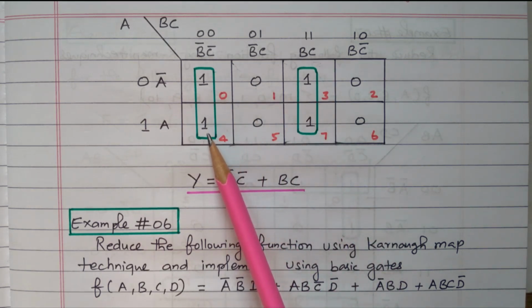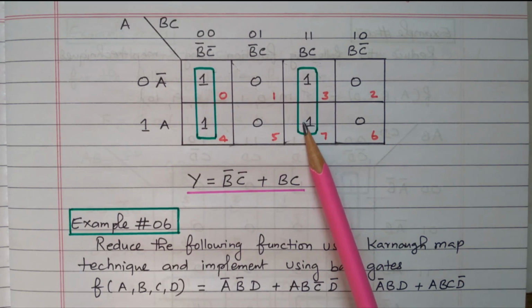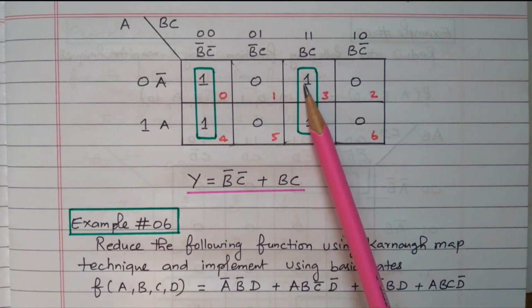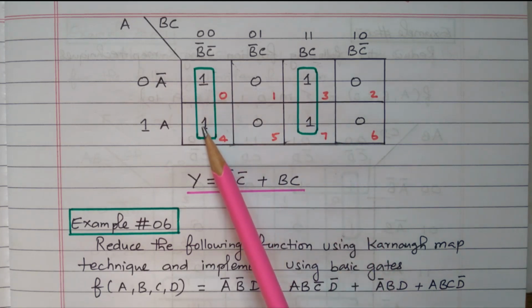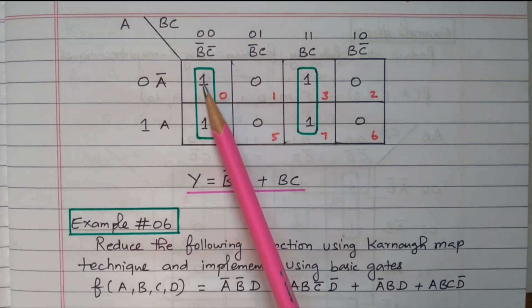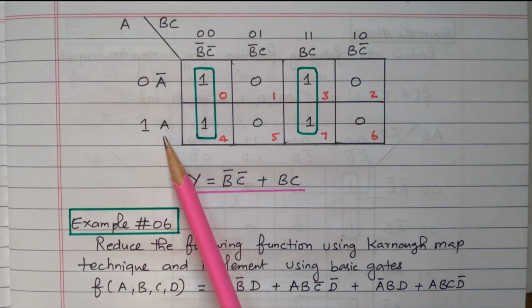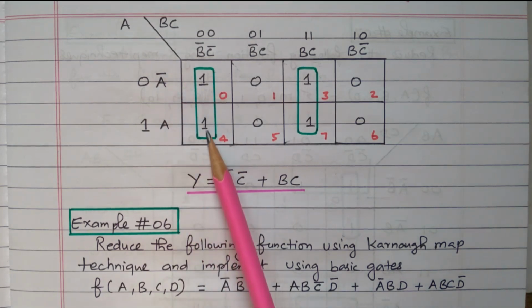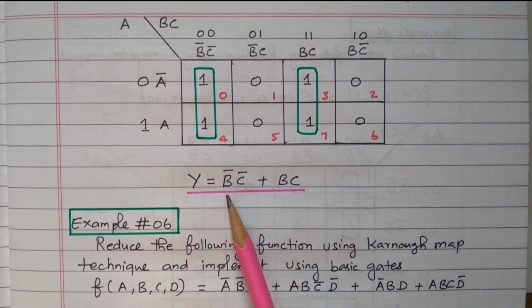We need to go for grouping of the cells. So we can group these 2 cells. These ones are available. Similarly, these 2 ones, there is no other option, right? We can group these 2 ones and these 2 ones. While grouping these 2 ones, we have to identify the expression. We have to see what is the term available horizontally. Here A bar and A are available, both got cancelled. What is the term available vertically? B bar C bar is available. So this is the first term, B bar C bar, right?